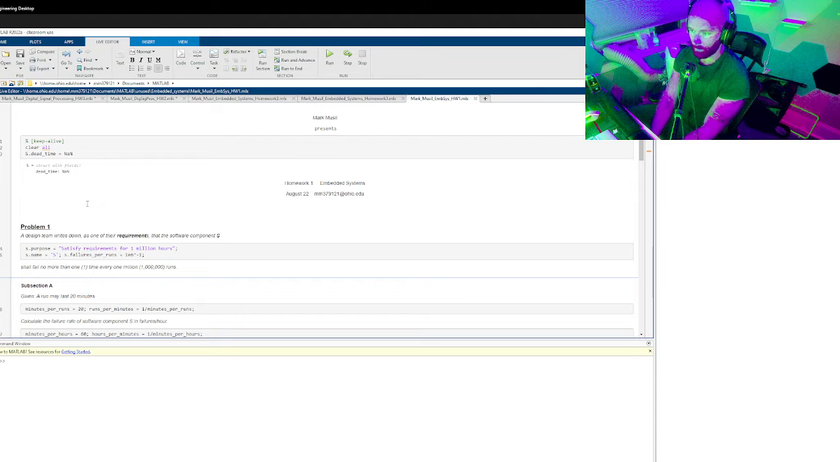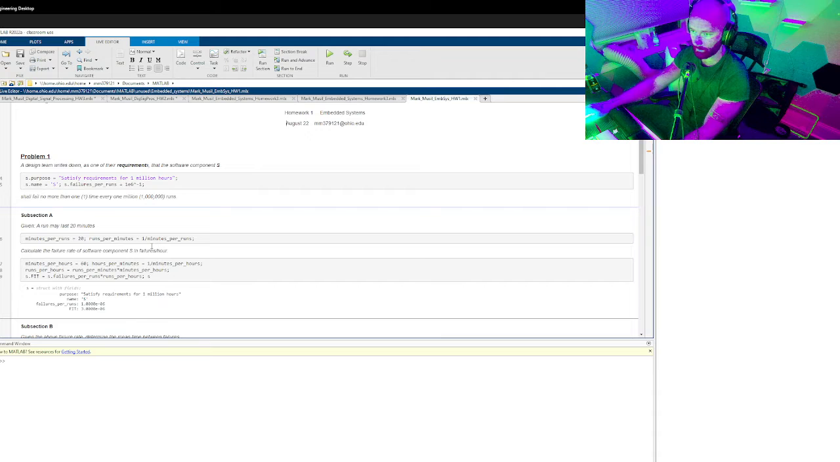In problem 1, we have to go from the failure rate that's given in 1 failure per 1 million hours, and we have to rearrange that to get minutes per run. Minutes per run is actually given. Calculate the failure rate of software component S in failures per hour. So now we toss a couple of new variables there, hours per minute, runs per hour, do a couple of unit conversions, and we've got our failure in time, which is 3e to the negative 6.